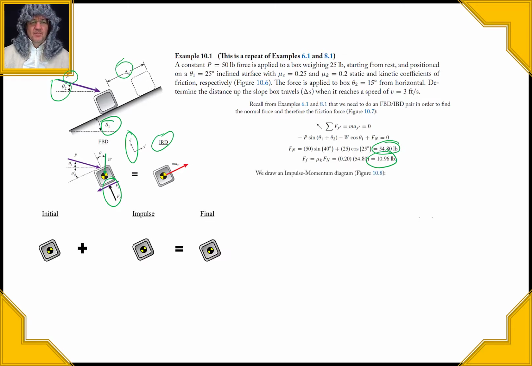And now we draw the impulse and momentum diagrams, right? So I start out by just drawing the box and the pluses and the equals, and we get a coordinate axis so that we pick it. Once again, x prime and y prime is a good place to start.